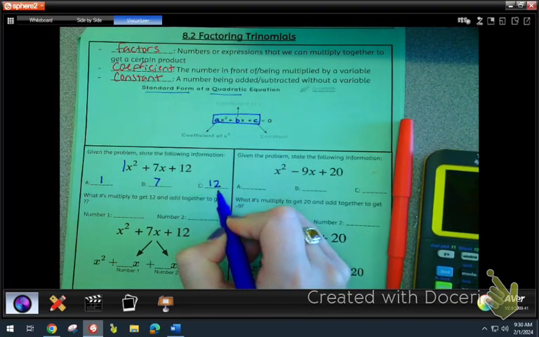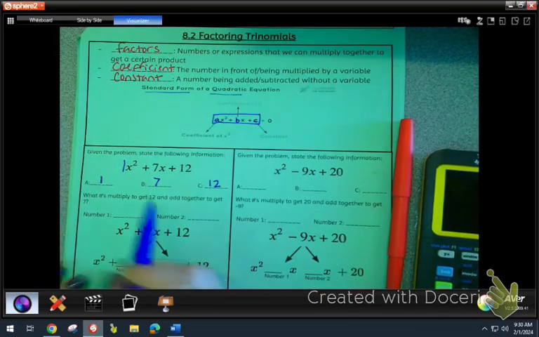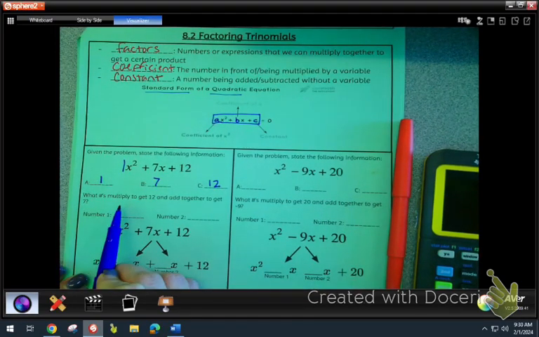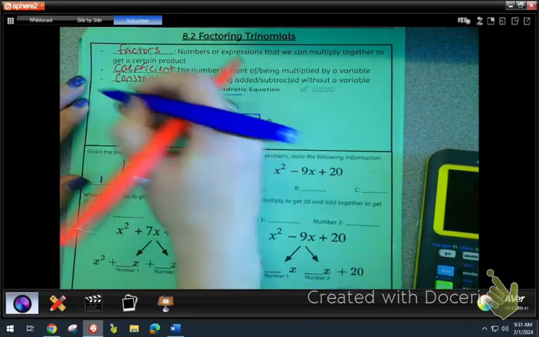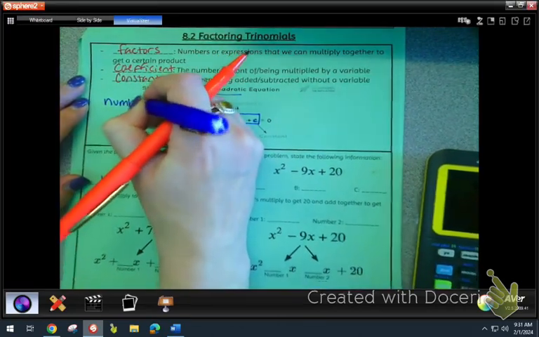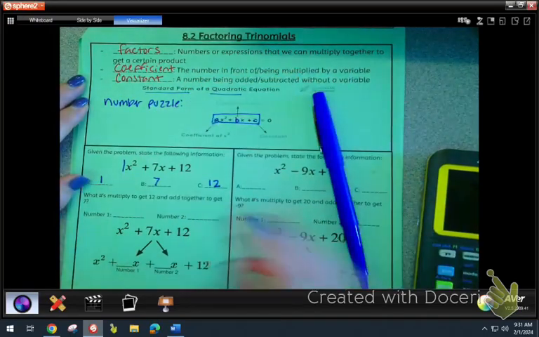Very good. Okay? Now we have to play the number puzzle game. And it says right here, it wrote it out for you, but it's not going to be written out for you. It says, what numbers multiply to get 12 and add together to get 7? Let me show you how that works. Let's write right here. Number puzzle. Write this. You can just divide 12. No.